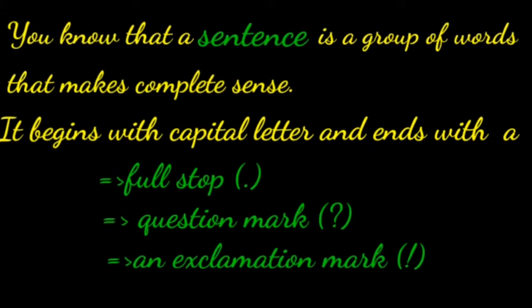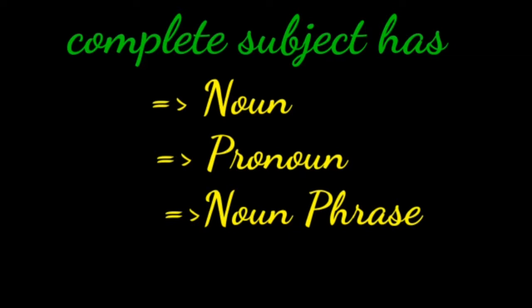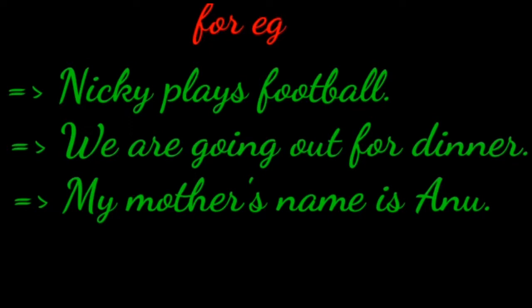You know that a sentence is a group of words that makes complete sense. It begins with a capital letter and ends with a full stop, question mark or an exclamation mark. Children, the complete subject has a noun, pronoun, or noun phrase. For example, Nikki plays football.